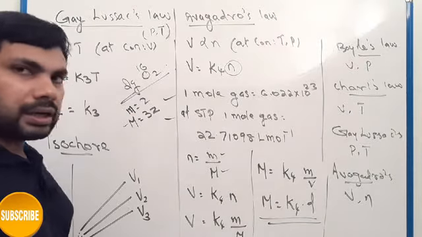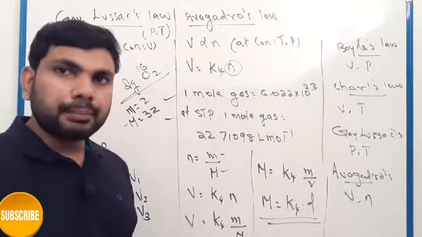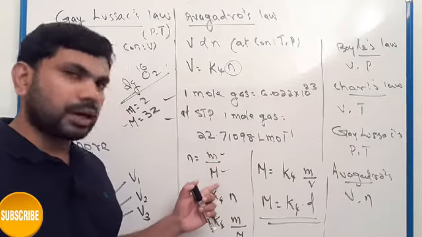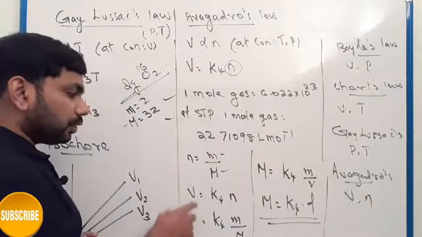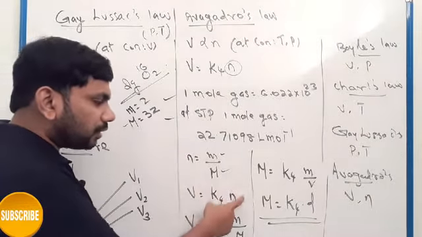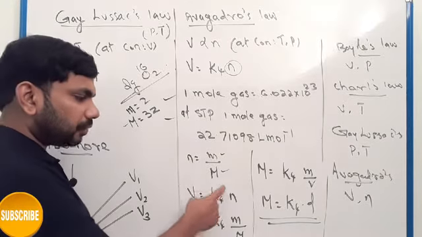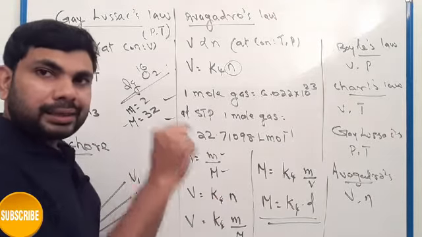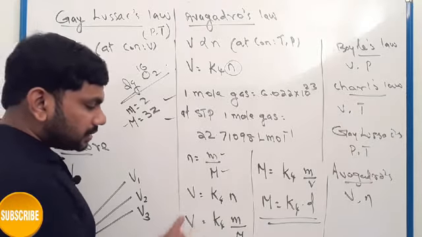Here V equal to K4 times n, where n is the number of moles, mass over molar mass. Let's rearrange the equation. We know V equal to K4 times n. Substitute the value of n over here, so you can write V equal to K4 times m divided by capital M, m by M.